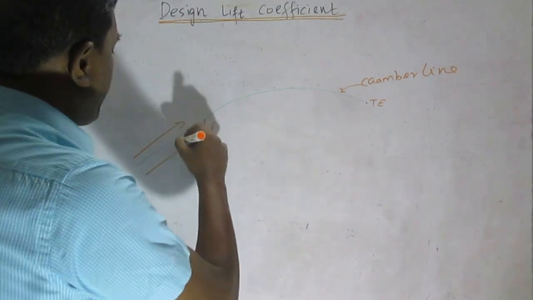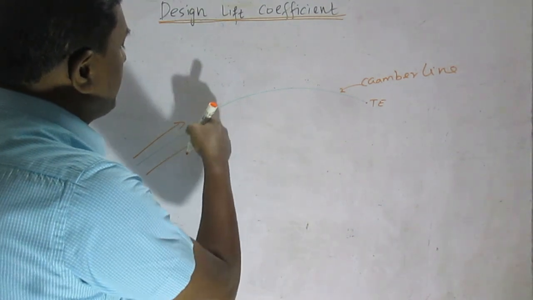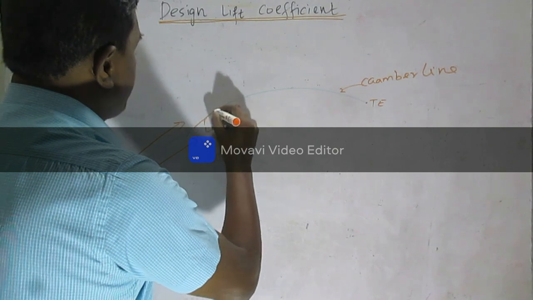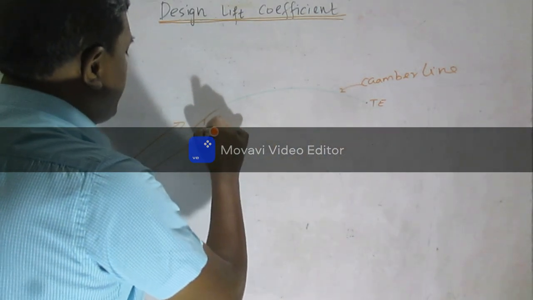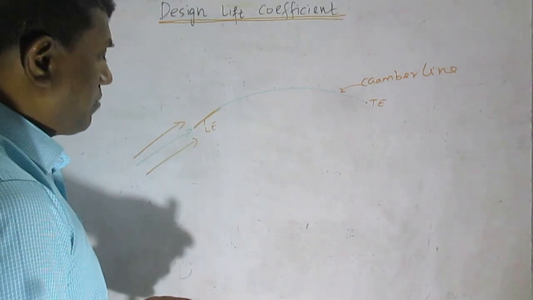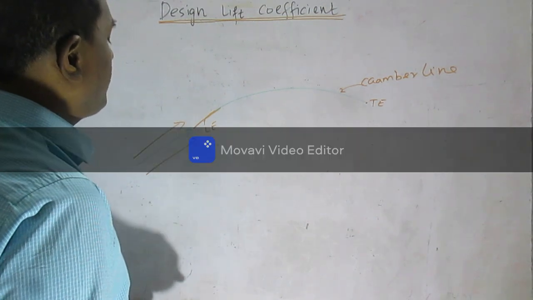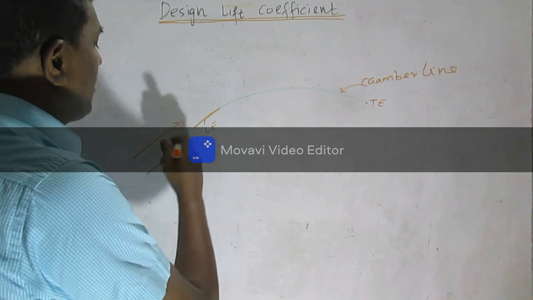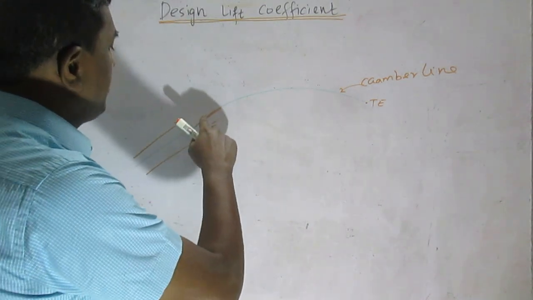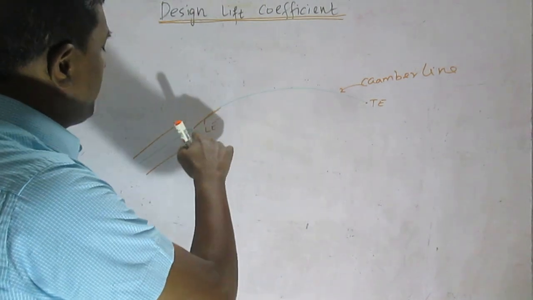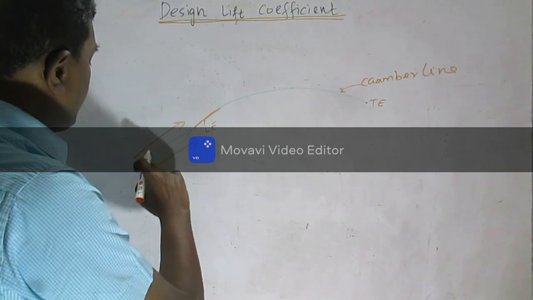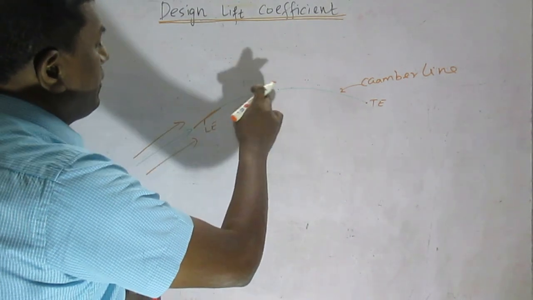When the local flow direction reaches the leading edge of the camber line, this line will be tangent to the camber line of the particular aerofoil. This happens at a particular angle of attack. So only at a particular angle of attack is this local flow direction tangent to the camber line of the aerofoil.